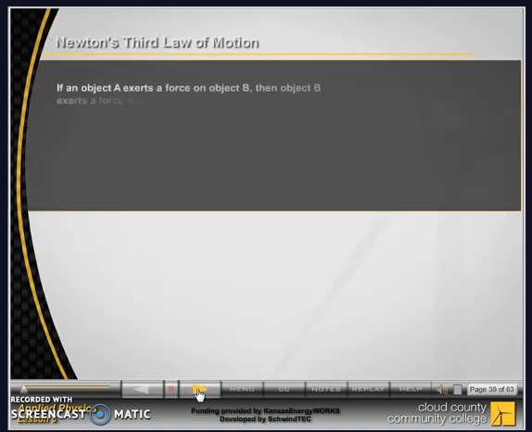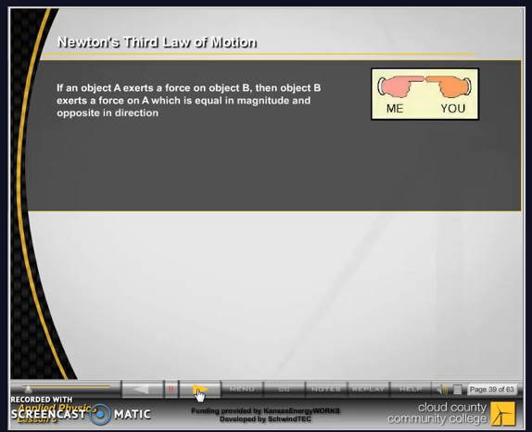If object A exerts a force on object B, then object B exerts a force on A, which is equal in magnitude and opposite in direction. It is important to remember that the forces in the action-reaction pair act on different objects. Newton's third law is also called the law of interaction.